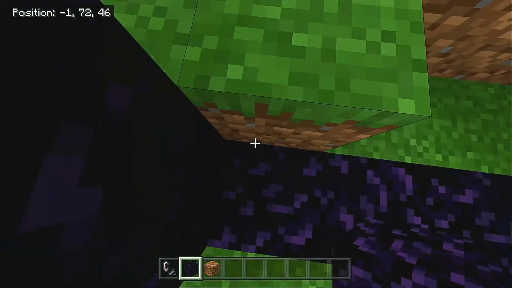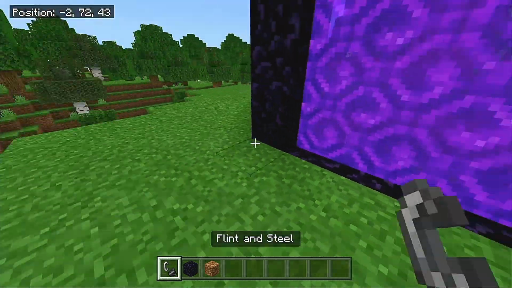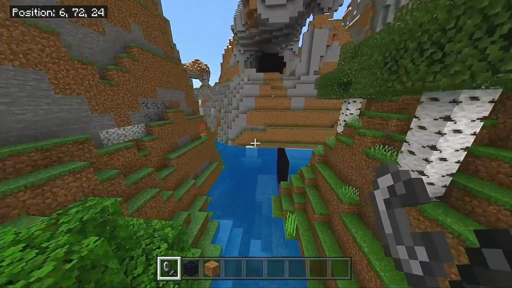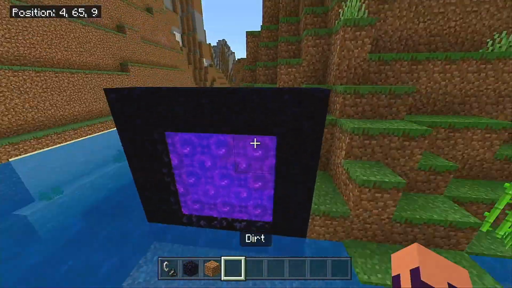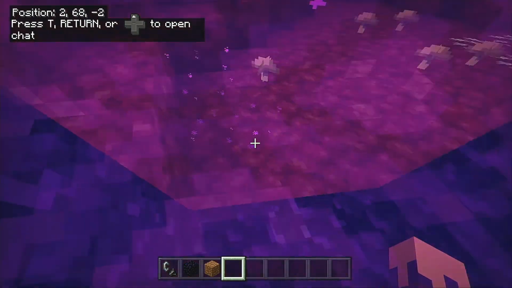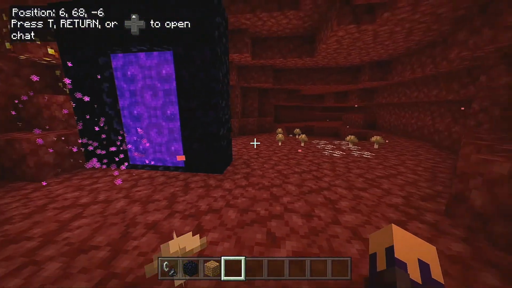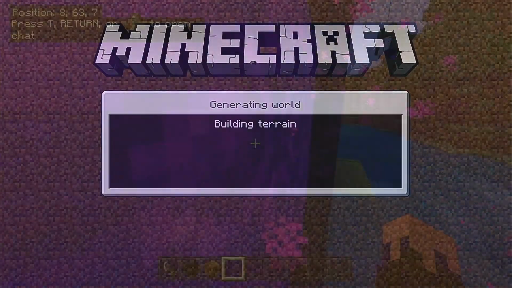So here we are at -1, -3 on 46. So we're going to light that one up. We'll just leave 2 open just to keep it easy. Now you'll notice we're going to go in through here real quick. And we are almost right on the money. We are at 2, -2, which isn't too bad. So let's go ahead and go back.